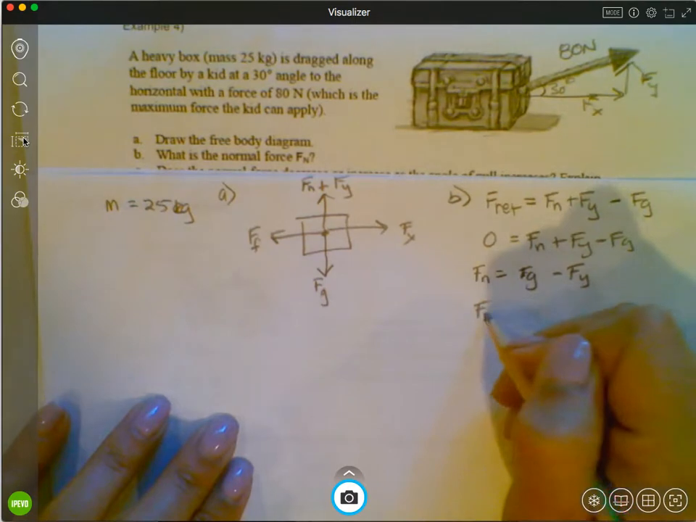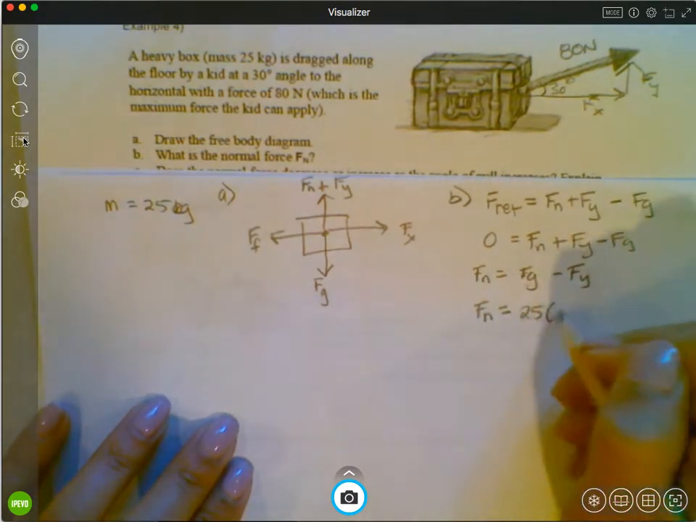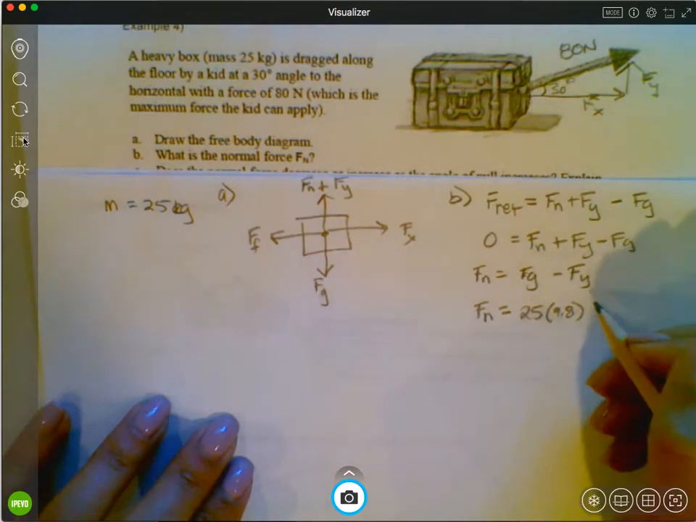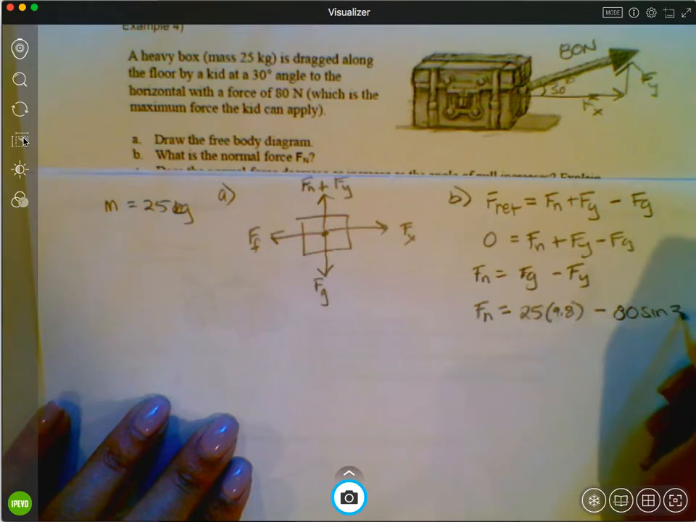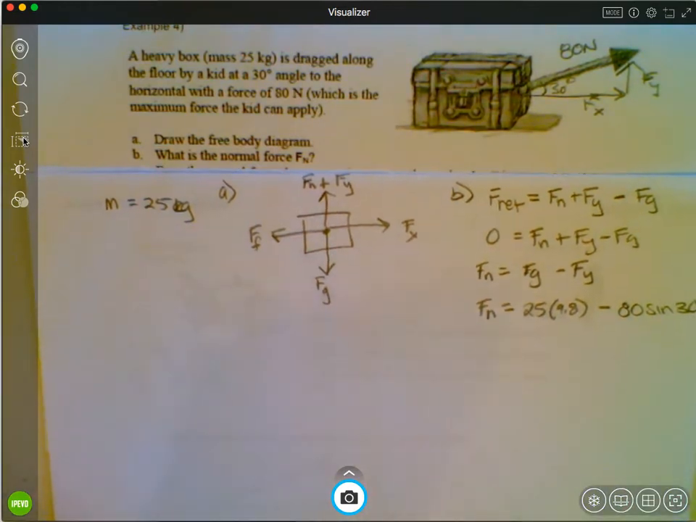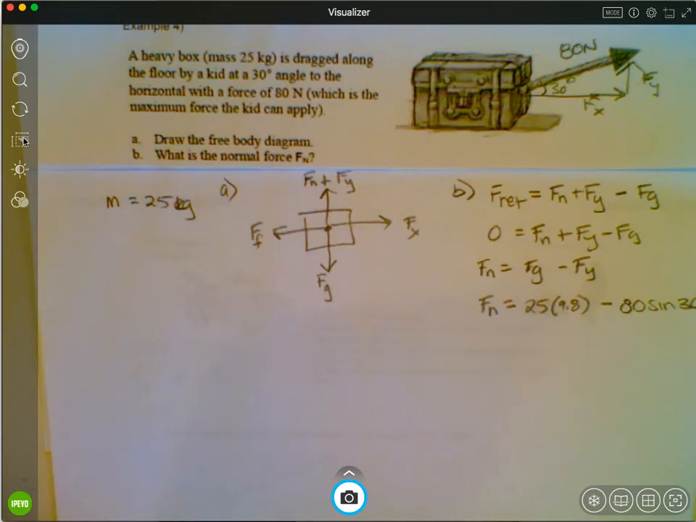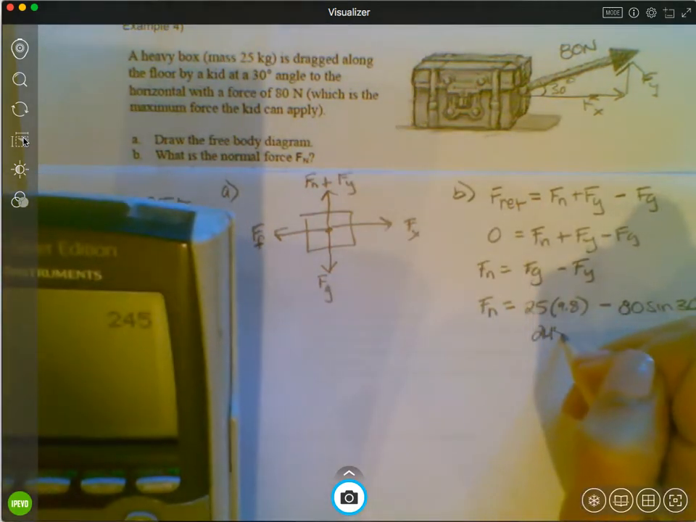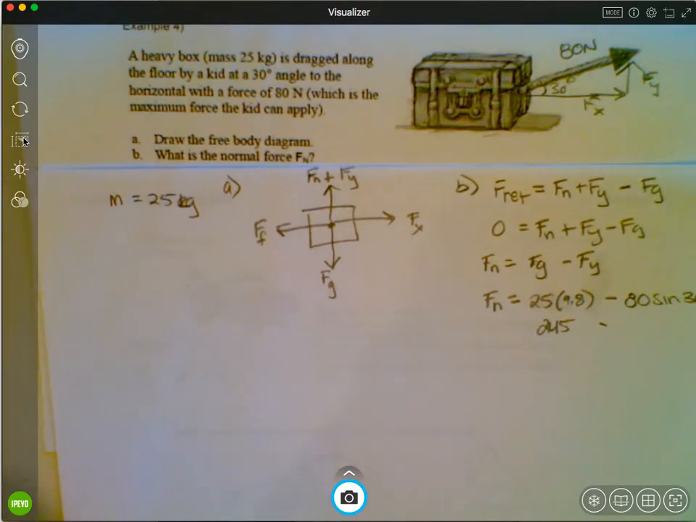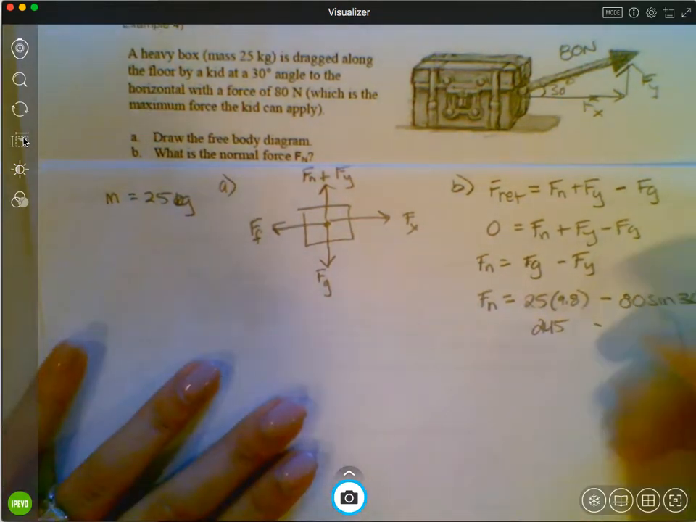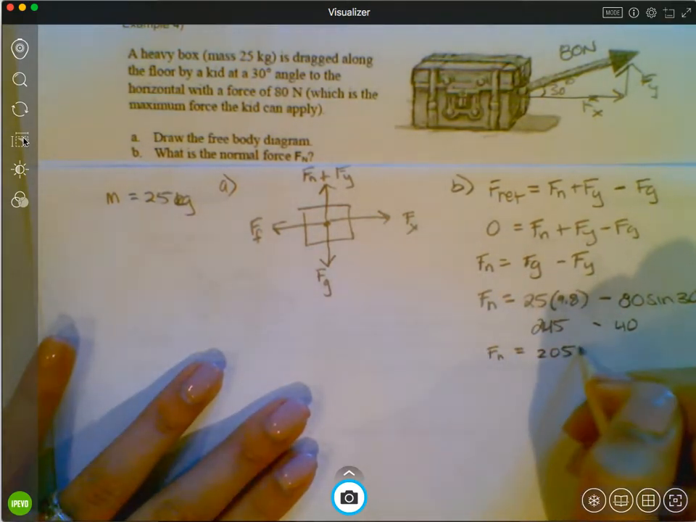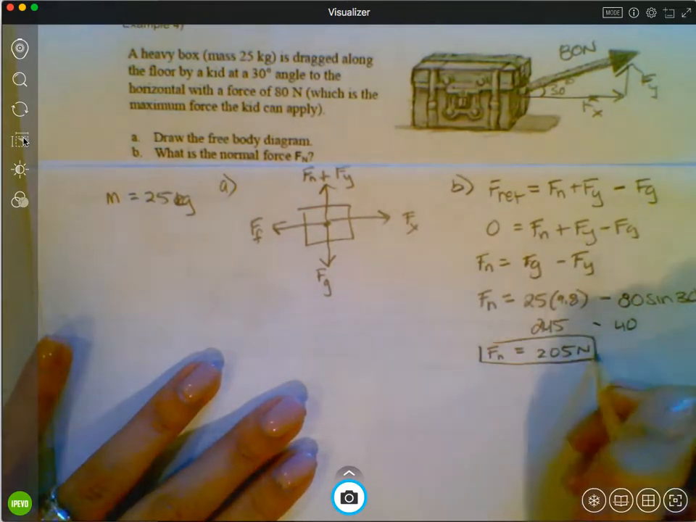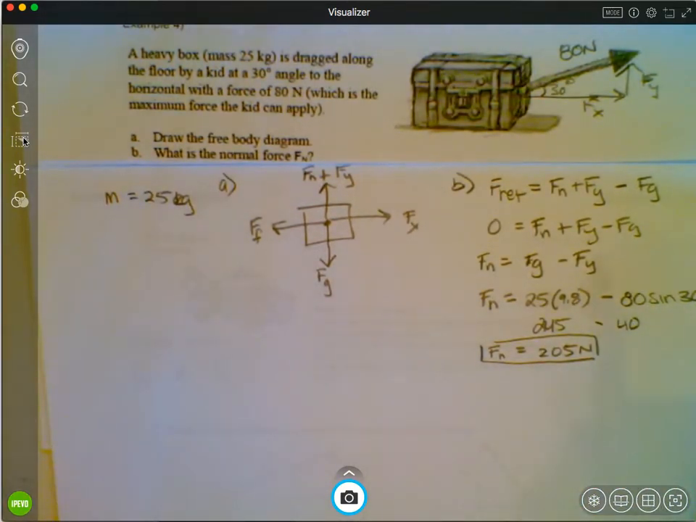And then I'm just going to go ahead and plug in the numbers that I know. So 25 times 9.8 minus Fy, which is going to be 80 sine 30. So 25 times 9.8 is 245. This is 40. So Fn equals 205 newtons. Okay, makes sense. I double check. Makes sense that it would be less than gravity because this Fy is helping.